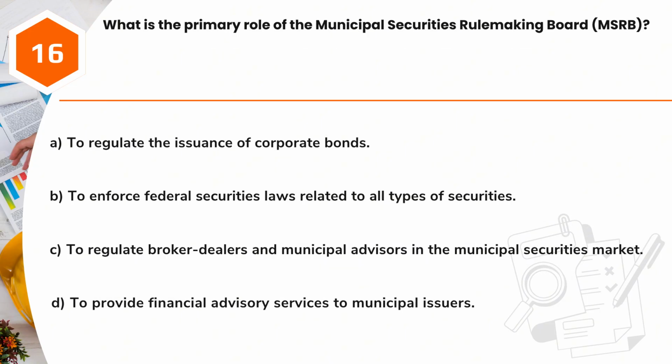Question 16. What is the primary role of the Municipal Securities Rulemaking Board, MSRB? A. To regulate the issuance of corporate bonds. B. To enforce federal securities laws related to all types of securities. C. To regulate broker-dealers and municipal advisors in the municipal securities market. D. To provide financial advisory services to municipal issuers.